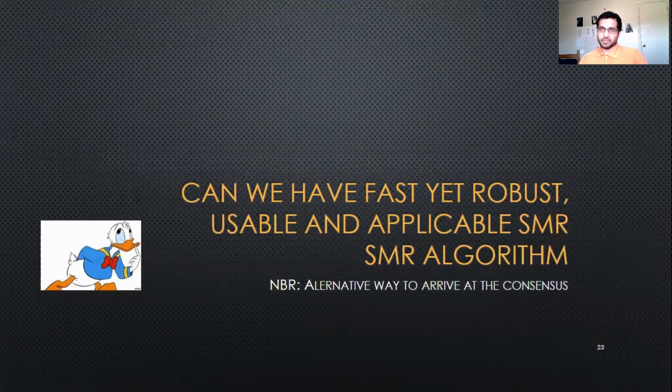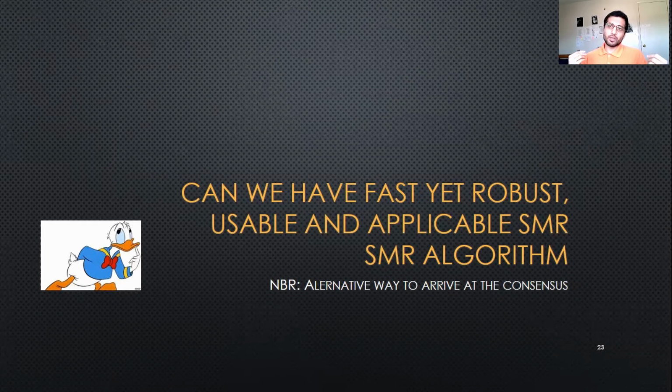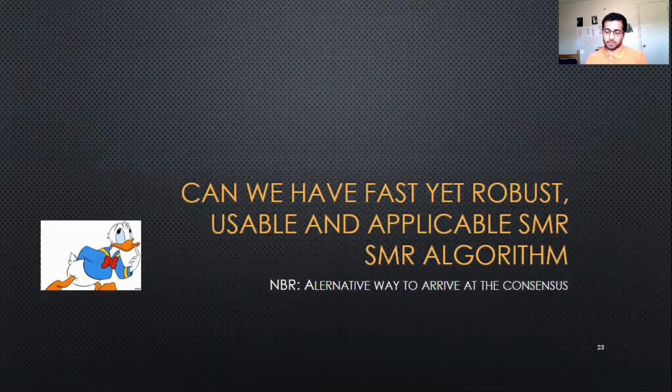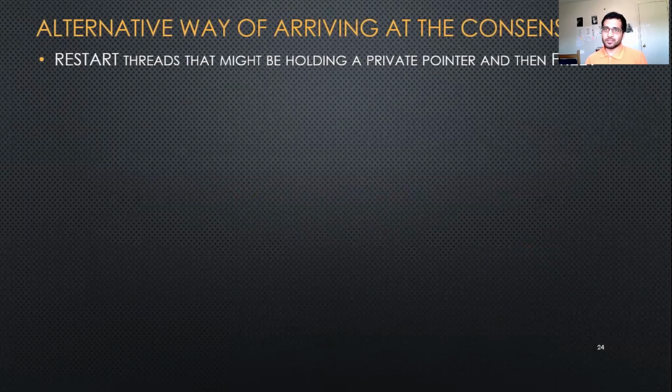Now, the important question which arises from this is: can we have a safe memory reclamation algorithm which satisfies all of these properties at the same time? That is, one that is robust, is usable, is fairly applicable, and is fast too. The answer to this lies in thinking about the consensus in a different way. So we propose NBR, which implements the consensus in an alternative way and attempts to satisfy all of these desirable properties at the same time. So let's try to understand this consensus mechanism step by step and see what is the core of the neutralization-based reclamation algorithm, which addresses this important question of satisfying all the desired properties at the same time.